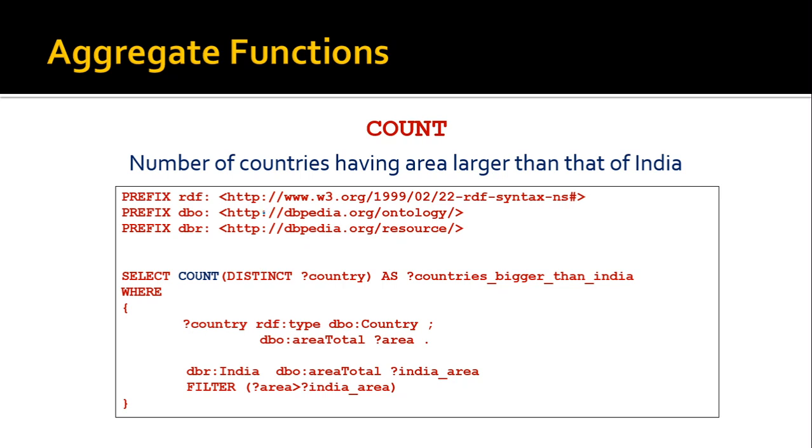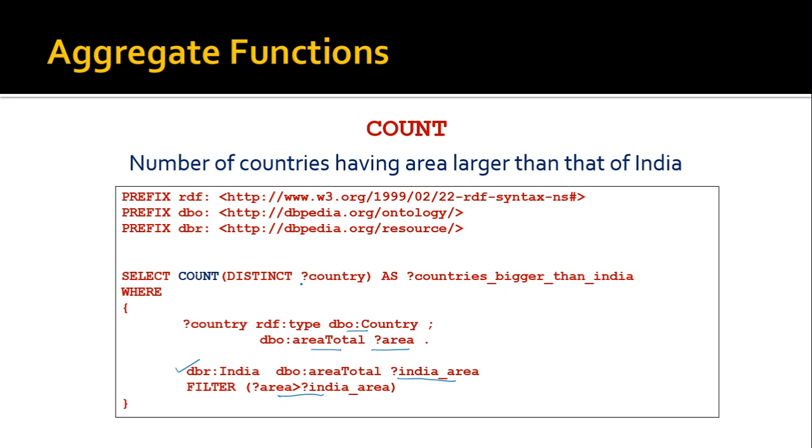Now, I'm trying to find out the number of countries having area larger than that of India. So I'm making the query a bit more complex. What we're trying to do, again, is find something that is of type country, and the total area of the country is the area. We can find out the area of India, area total, by using this triple pattern: India has area total as area. Then you put a filter that the area of the country should be greater than the India area variable value, right?